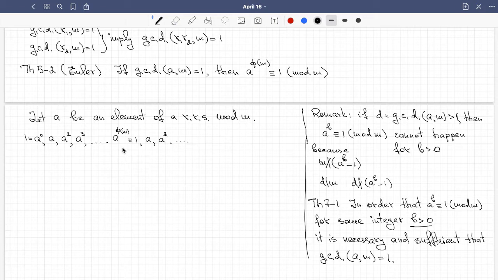This may be a full cycle, maybe not. Meaning, this may be a union of many small cycles. So let us distinguish the situation when the length of the cycle is phi of M. Let me record: the length of a cycle may be phi of M or smaller.